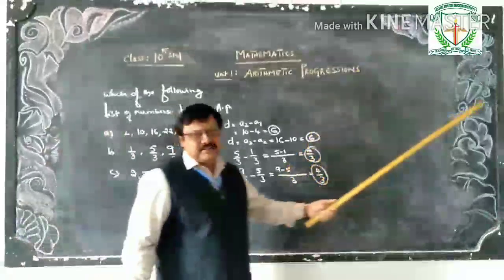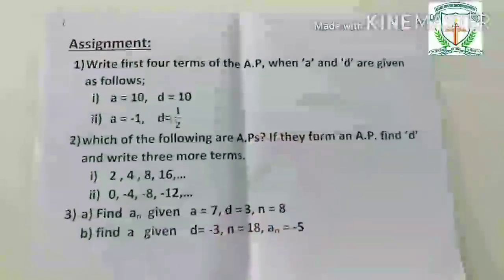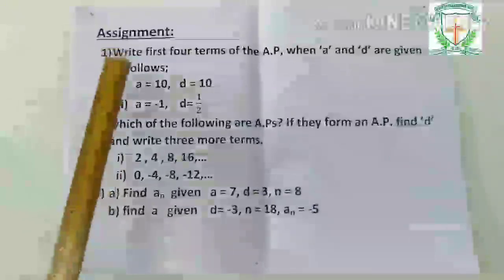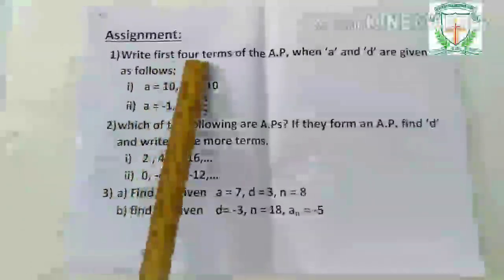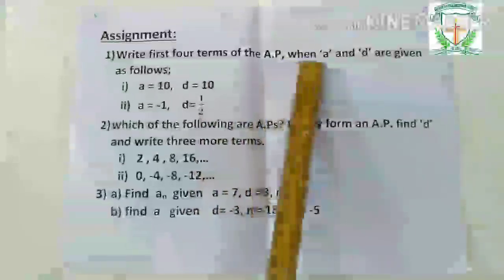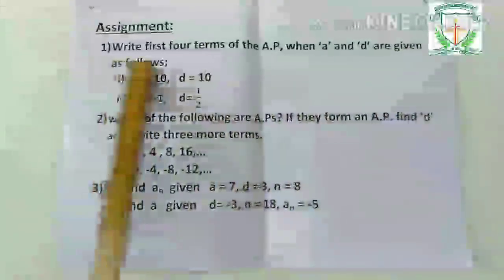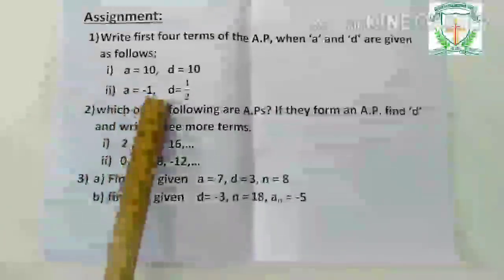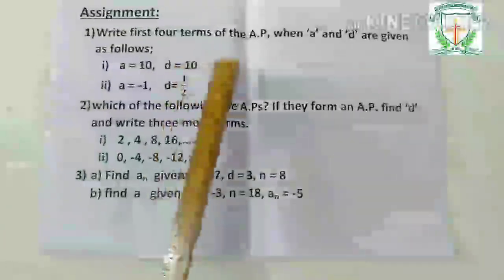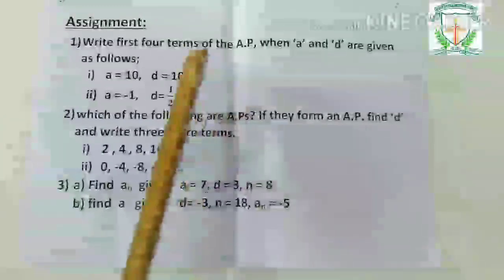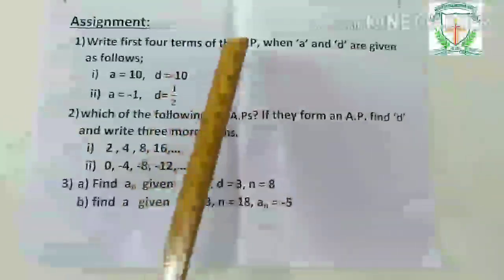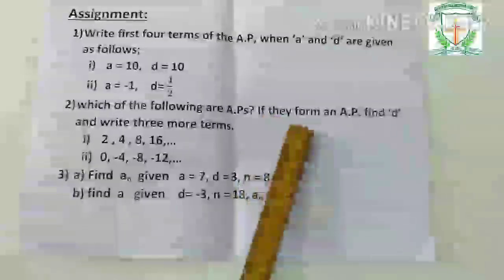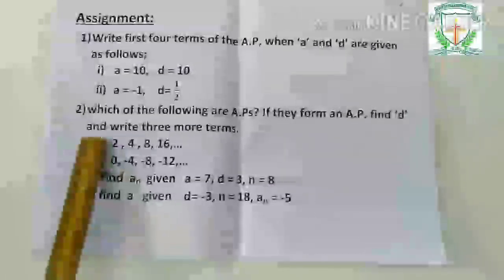Some assignment for you. Students, some questions are there for your homework. Number one, write first four terms of the AP when A and D are given as follows. A is equal to 10, D is equal to 10. A is equal to minus 1, D is equal to half. You apply A plus D, A plus 2D, then you can get an AP. Which of the following are APs? If they form an AP, find D and write 3 more terms.